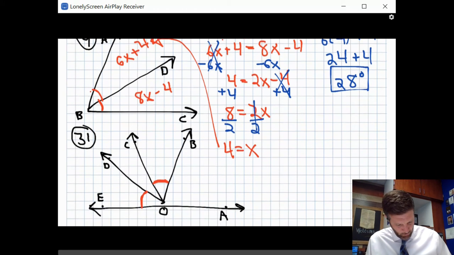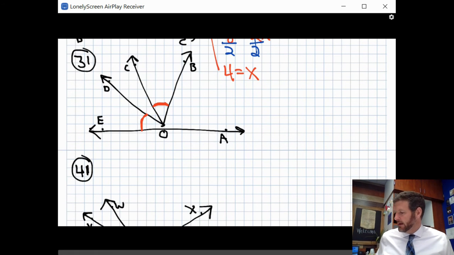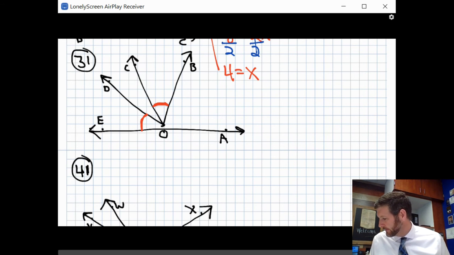Okay, let's go to 31. We're going to do 31 and 41, and then we'll be done. Okay, 31, kind of an interesting drawing here, and I copied it right out of the book. We've got several angles, a full panoply of letters. And now we're given some expressions. So again, here's where you've got to be careful to make sure we write in the information correctly.